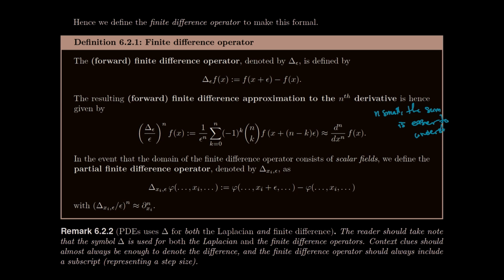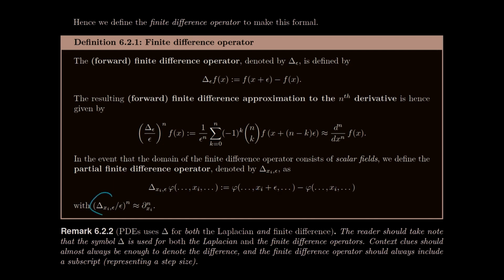You just kind of memorize what it looks like when n is small. You don't really worry with that arcane notation of the sum. And in fact, in partial derivatives, we're going to be using the finite difference operator, or partial finite difference operator, where I'm actually specifying the direction that we're performing the finite difference in. So I'm going to use delta sub x_i epsilon. This is the one that's going to perform finite difference in the x_i direction.